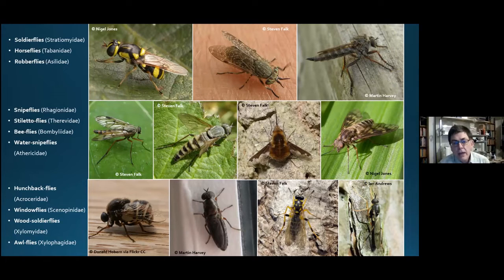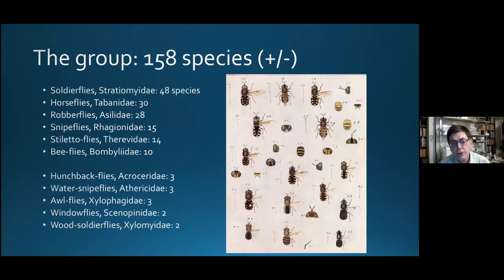Altogether in the UK, we have about 158 species, depending on whether you count one or two that have a somewhat dubious claim to be on the British list. But it's that sort of order of magnitude. So it's quite a nice group to get to grips with. And once again, you can see the families listed here with the number of species in each of those families.